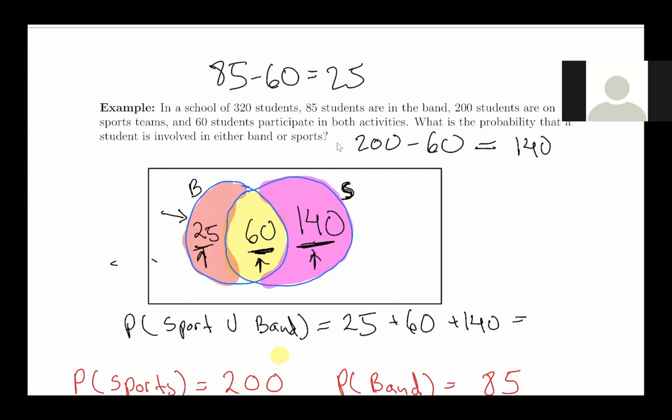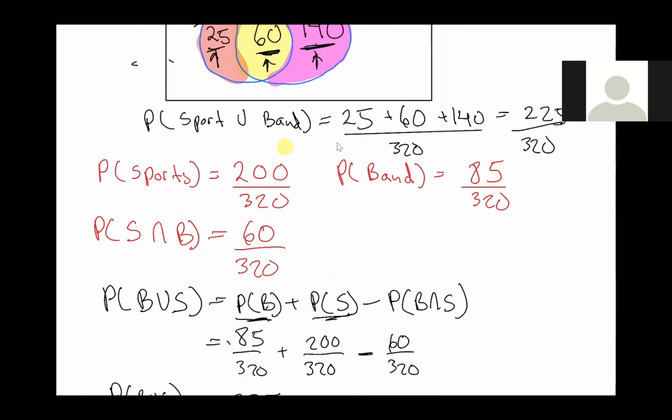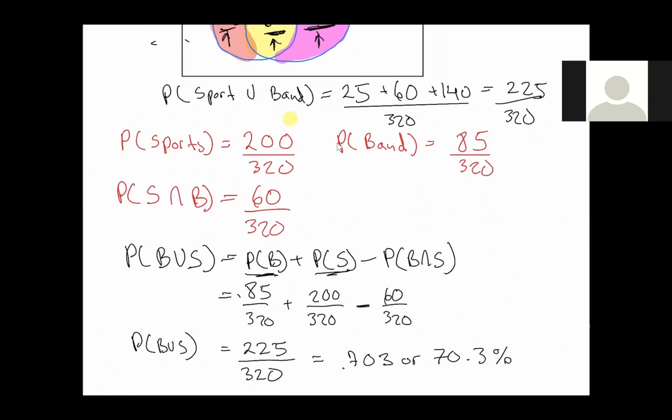So if you add this up, 25 plus 60 plus 140, you get 225. And you divide that by 320. And if you look at what we got over here, this is exactly the same thing as we got over here. And that's it.